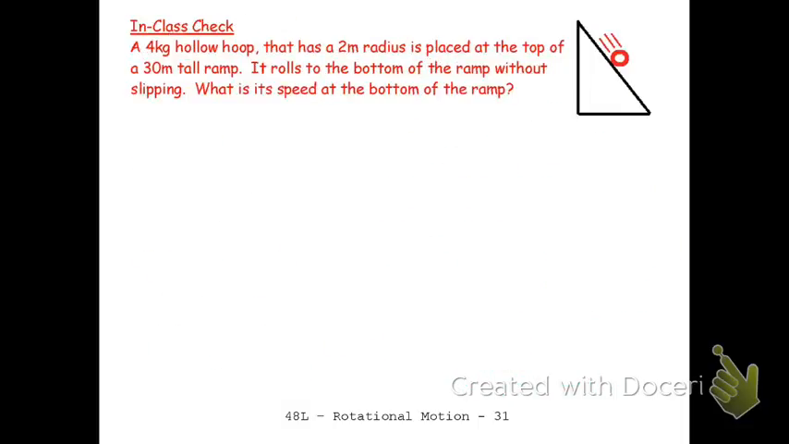Let's make it a little bit more interesting. Now we have a system where I'm going to take an object, a disk, a solid cylinder, a hollow hoop, or a sphere. I'm going to lift it, and in lifting it, I put gravitational potential energy into it. And then I'm going to let it go from the top of a ramp and see how fast it's going at the bottom of the ramp.